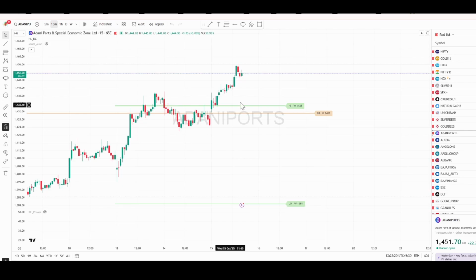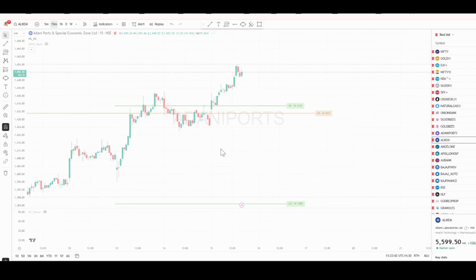Now, the high of the week is 1435. You see the price retested and then was able to close with a strong candle. Consider the 1440 CE, because we are on the CE side. It tested kind of 1450, and after this there is a good strong upside.